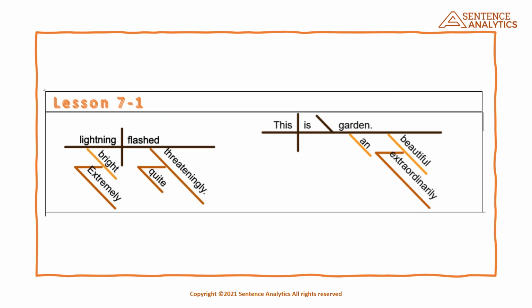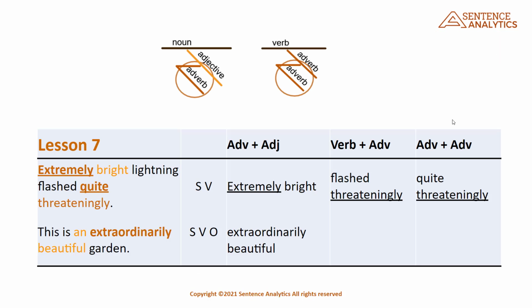answers the question, what kind of lightning? The word extremely, though, doesn't describe the lightning. It is an adverb describing the adjective bright and answering the question, bright to what extent? On the predicate end of the sentence, threateningly is an adverb describing the verb flashed, and answering the question, flashed how?